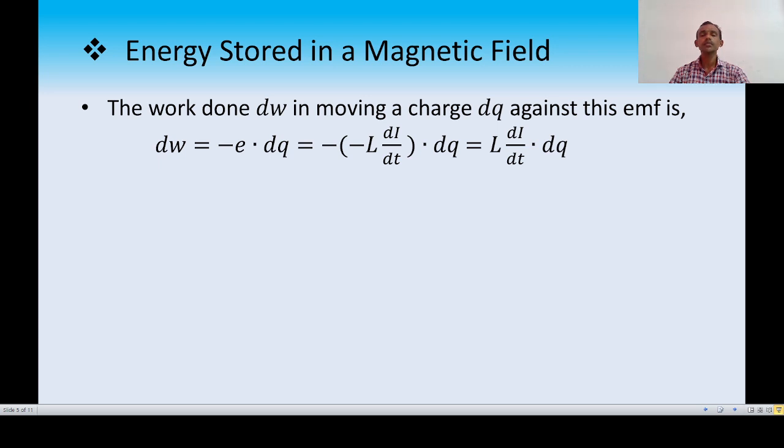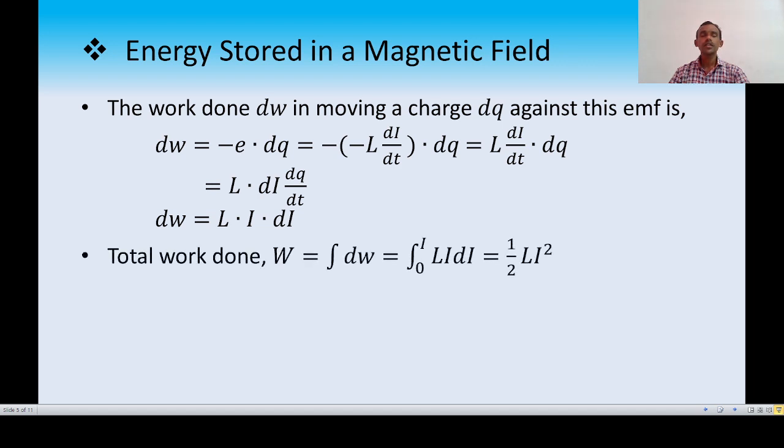Now, rearranging the terms, we get dW is equal to L into di into dq by dt. Here, dq by dt is nothing but the current. Therefore, we can write dW is equal to L into I into di. This is the small work done in moving a charge dq against this EMF. To calculate the total work done, we have to integrate this. Therefore, total work done W is equal to integration of dW, that is equal to integration from 0 to I of L I di.